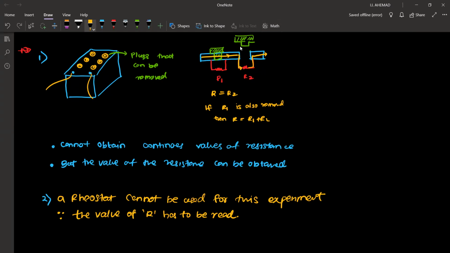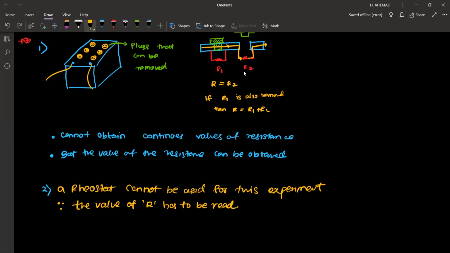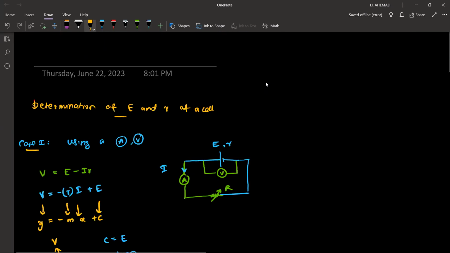Raja and Shahama. Okay, so in case number 3, we used ammeter, voltmeter, and resistance box. Now in case 3, we are going to use a voltmeter and resistance box. So this is going to be our circuit.